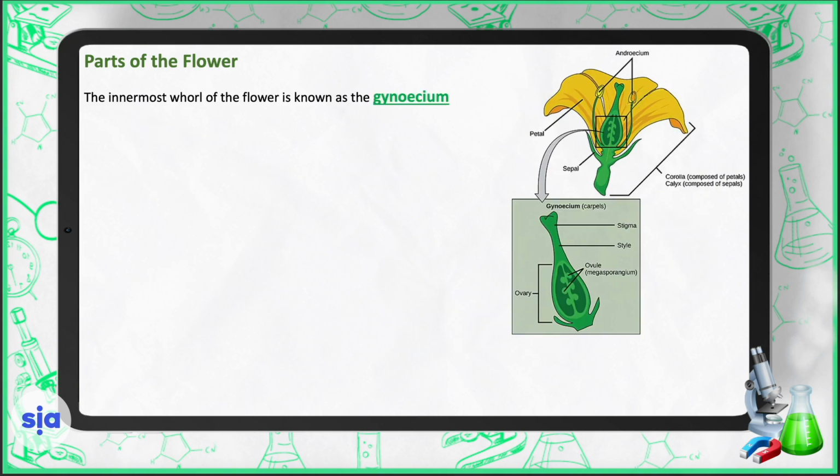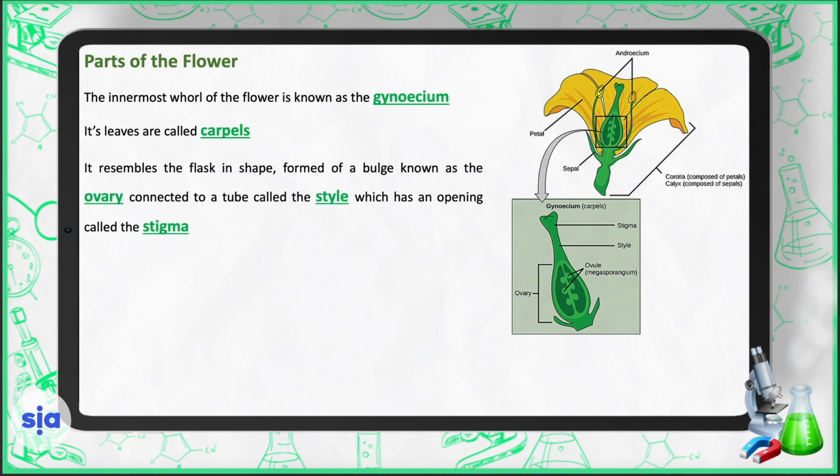Now, the innermost whorl of the flower is known as the gynoecium. Its leaves are called carpels. It resembles the flask in shape, formed of a bulge known as the ovary and connected to a tube called the style, which has an opening at the end called the stigma. And the ovary, of course, contains the ova.